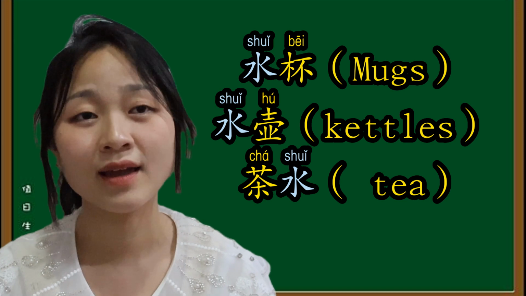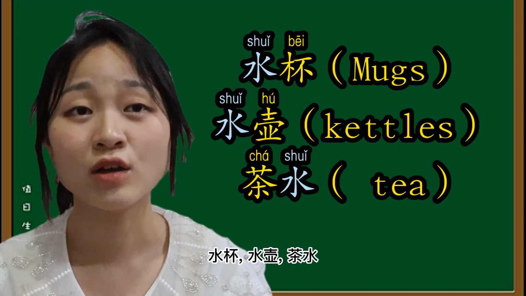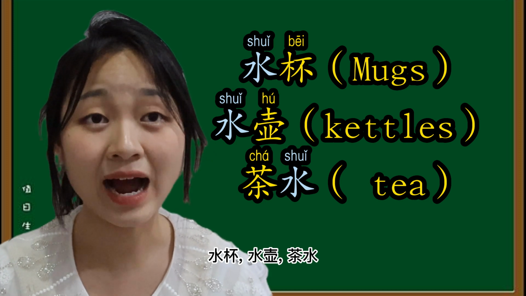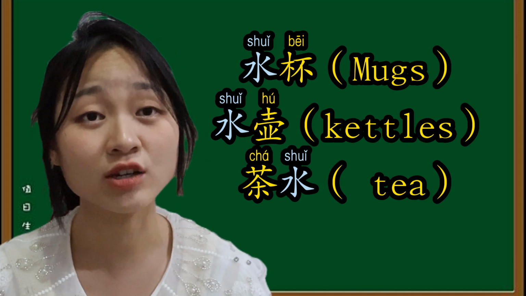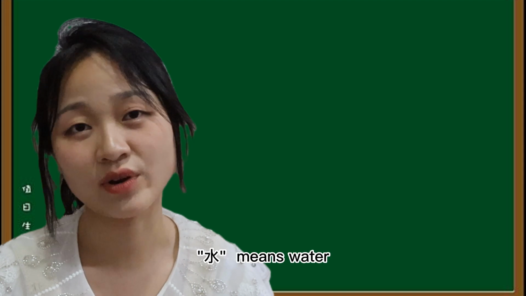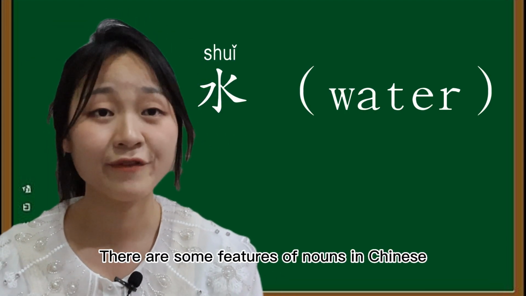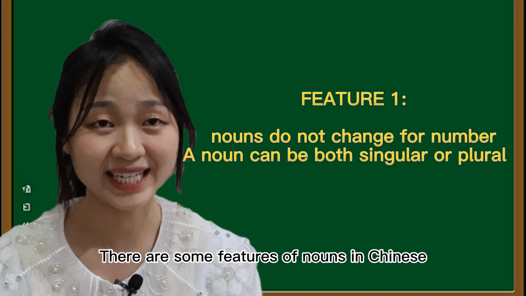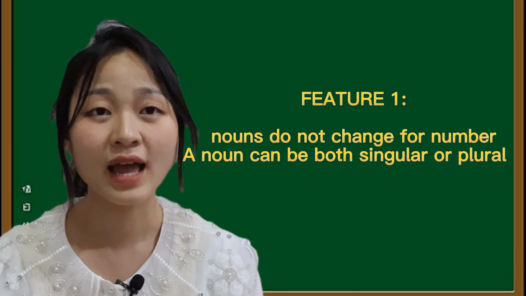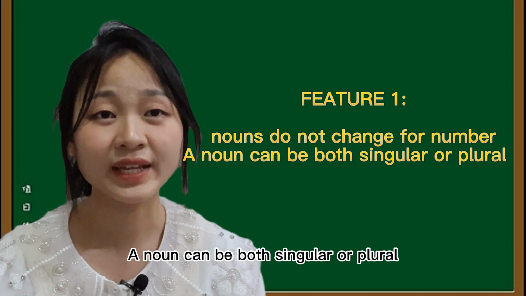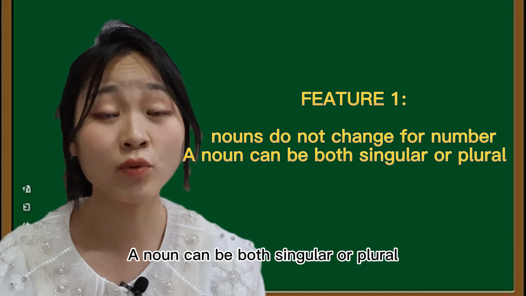水杯, 水壶, 茶水 all contain 水, which means water. There are some features of nouns in Chinese. First, nouns do not change for number. A noun can be both singular or plural.